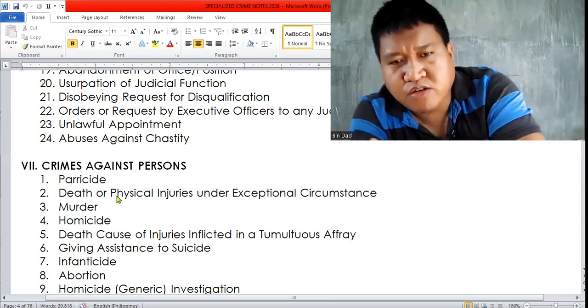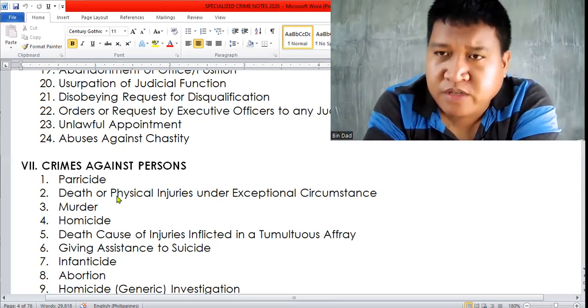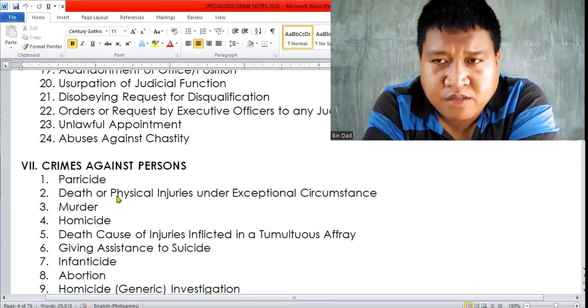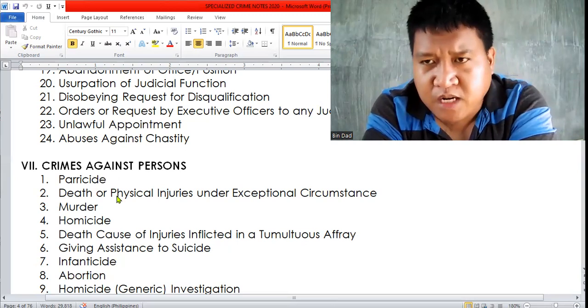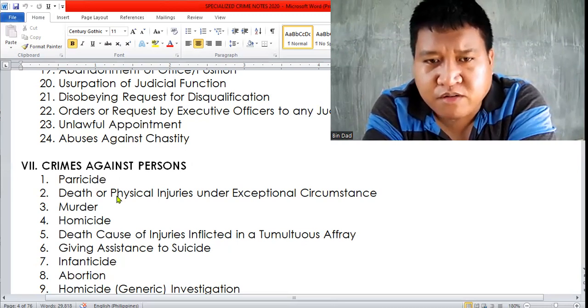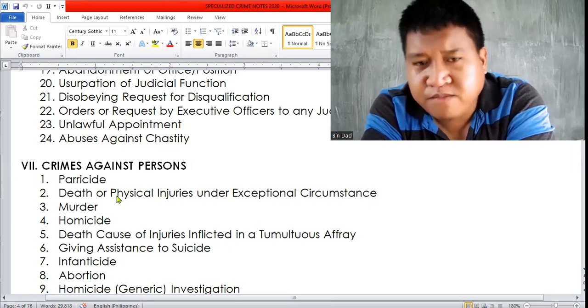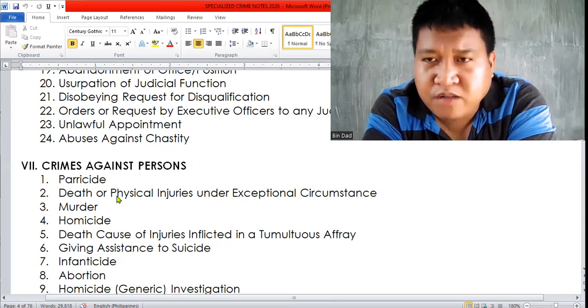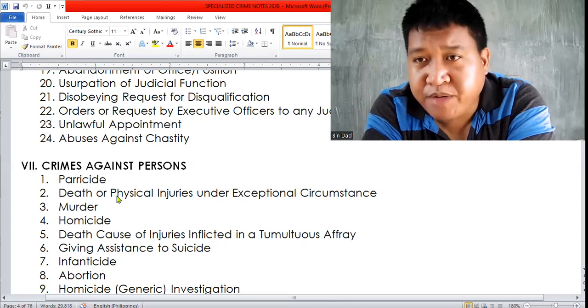Then giving assistance to suicide. Remember this, suicide is not a crime. It is a victimless crime. It is not really a crime because it is self-destruction, legally speaking. But morally and spiritually speaking, suicide is wrong. Remember this, no man is an island. You are not alone in this world. If you have a big problem, your neighbor may have the biggest problem or a bigger problem.